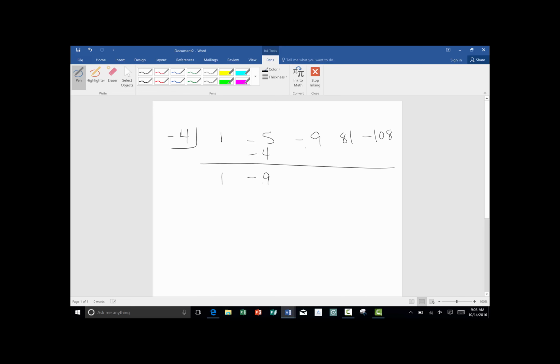So -9 times -4 is 36. 16 minus 9 is 7, so this would be 27. And then 27 times -4 is -108. And -108 plus 81 is -27. -27 times -4 is +108. So it is a 0 because it comes out to 0.